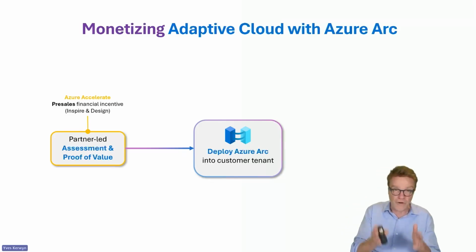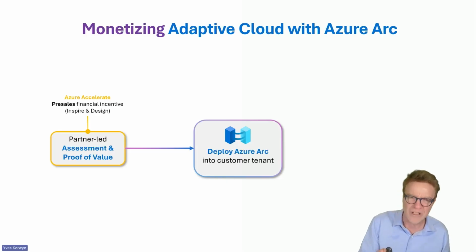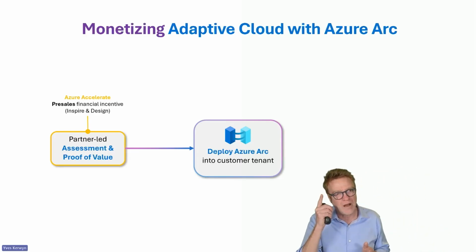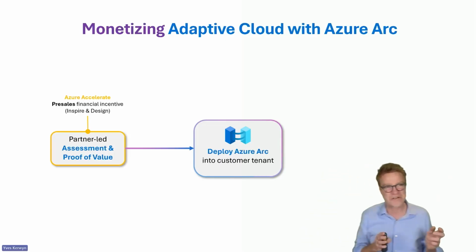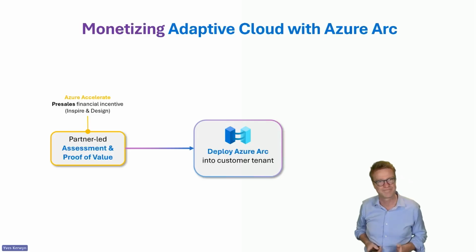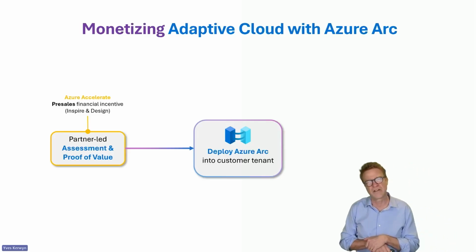Well, if you forecast that that will be at least 15,000 euros or dollars, you can get an incentive from Microsoft for doing the pre-sales job, doing the assessment and the proof of value. 2,000 euros, by the way. So that is the first thing.